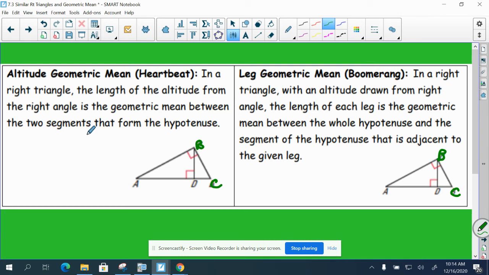So the way to write this, whenever I write using one of the geometric mean theorems, the altitude or the leg, I always set up a proportion first. I say, okay, what goes in the geometric mean? That's going to be, in this case, the altitude, so BD. So we'll put BD here and BD there. And then the other parts are going to be the two parts of the hypotenuse, so AD and DC.